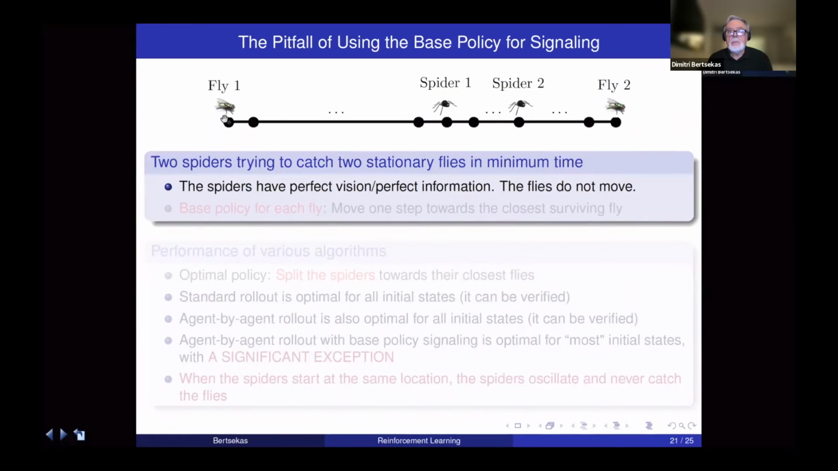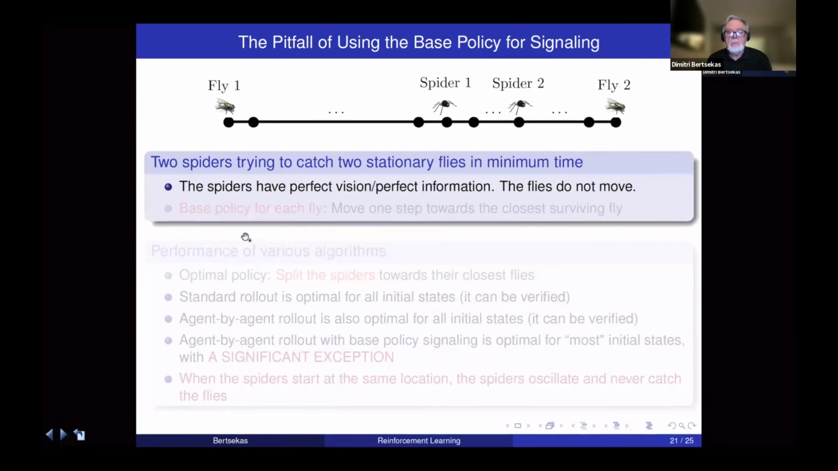Here we have two spiders and two flies, and they're on the line. The spiders try to catch the flies in minimum time, and the flies are stationary. They're not moving randomly as they were moving in the grid example. The spiders have perfect vision, perfect information, and the flies do not move.